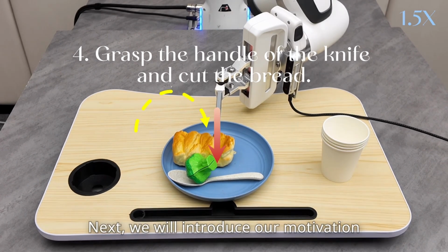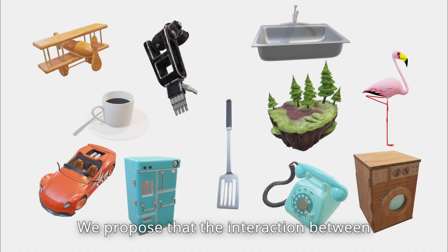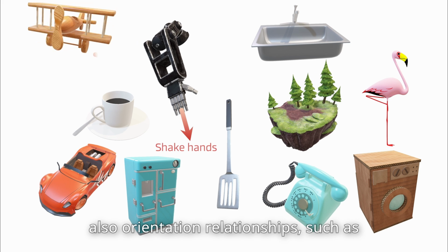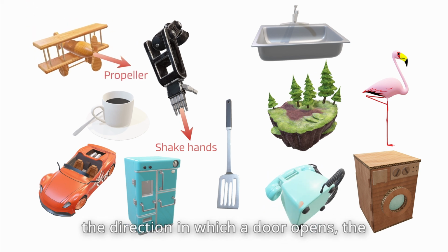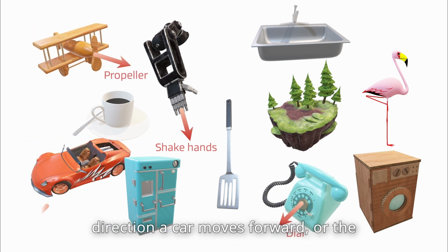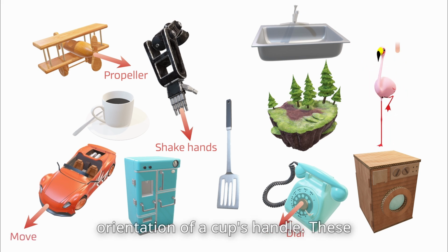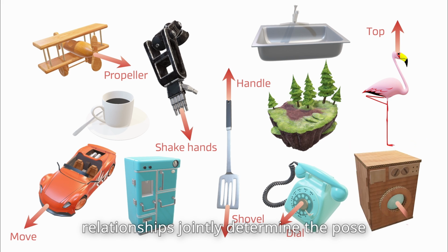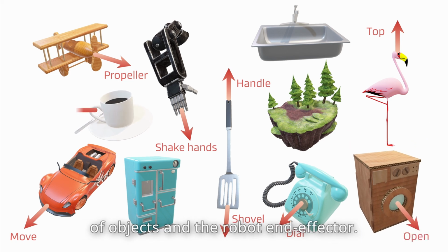Next, we will introduce our motivation and methods. We propose that the interaction between objects involves not only position but also orientation relationships, such as the direction in which a door opens, the direction a car moves forward, or the orientation of a cup's handle. These relationships jointly determine the pose of objects and the robot end effector.